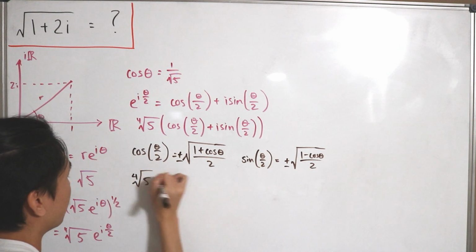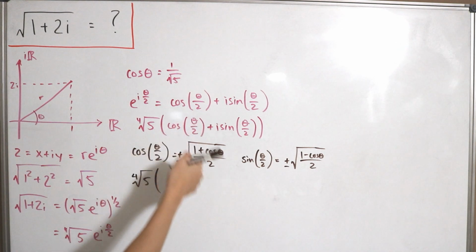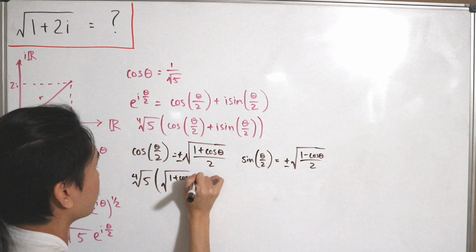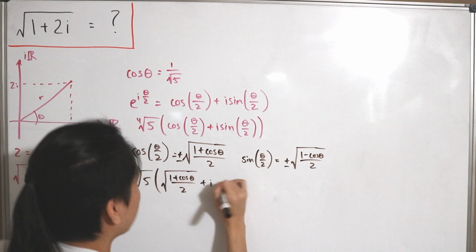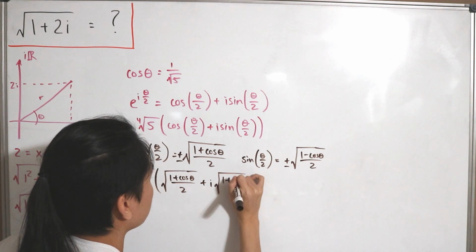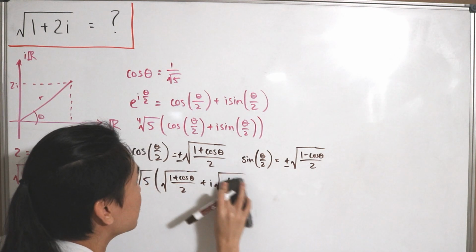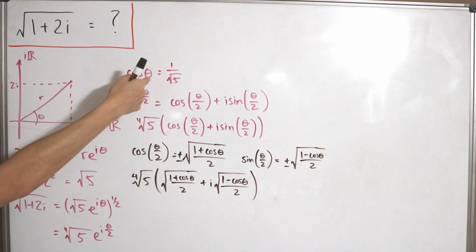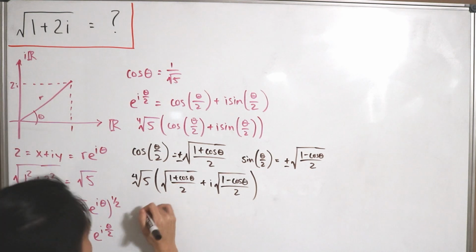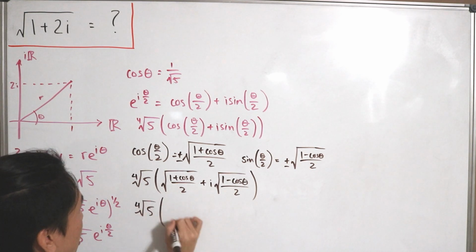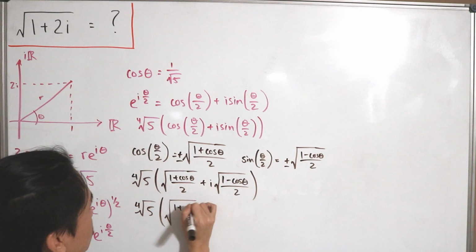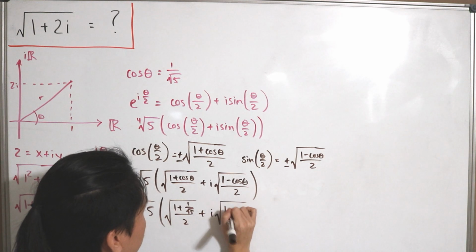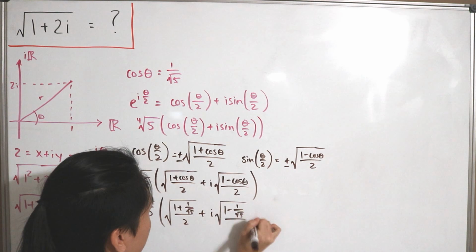So therefore, now we have the 4th root of 5. And then now instead substitute cosine theta over 2 for here. So I have the square root of 1 plus cosine of theta divided by 2, and then add this with i times the square root of 1, well rather 1 minus cosine theta, then divided by 2. And then thankfully we already found that cosine theta is equal to 1 divided by square root of 5. So we'll just substitute this back in. So that means now I have the square root of 1 plus 1 divided by the square root of 5 and then divided by 2, plus i times the square root of 1 subtract 1 divided by the square root of 5 divided by 2.